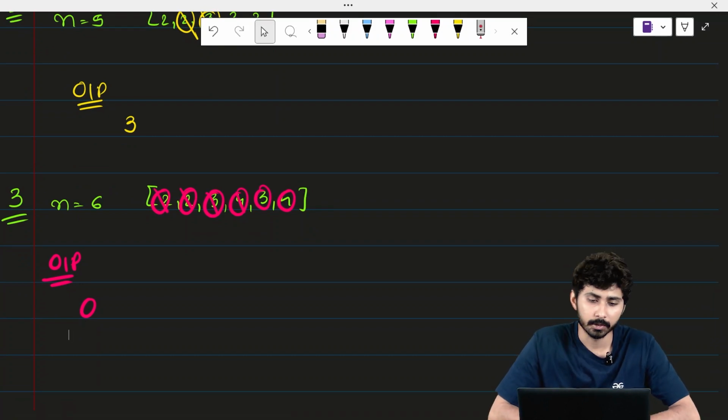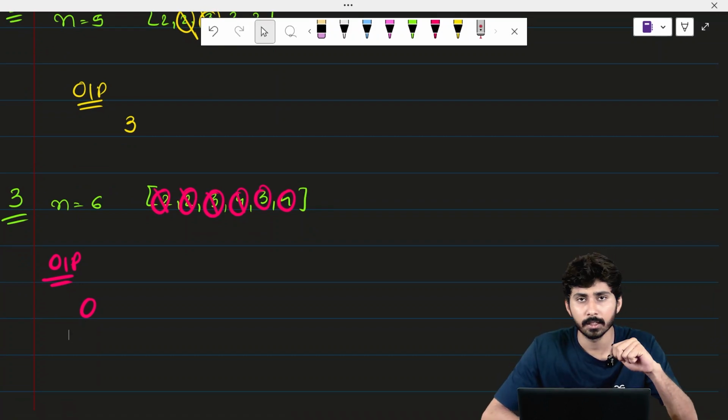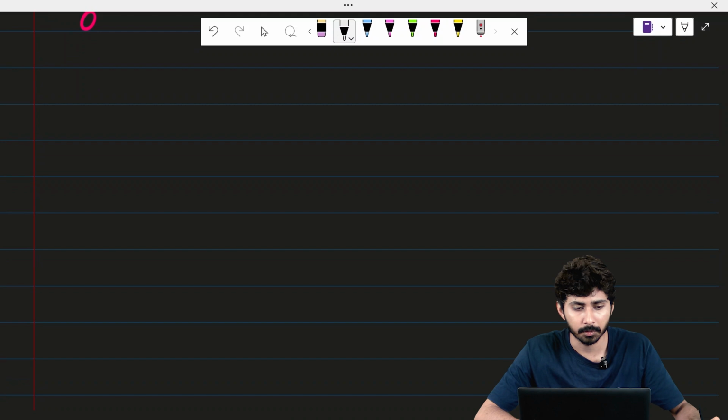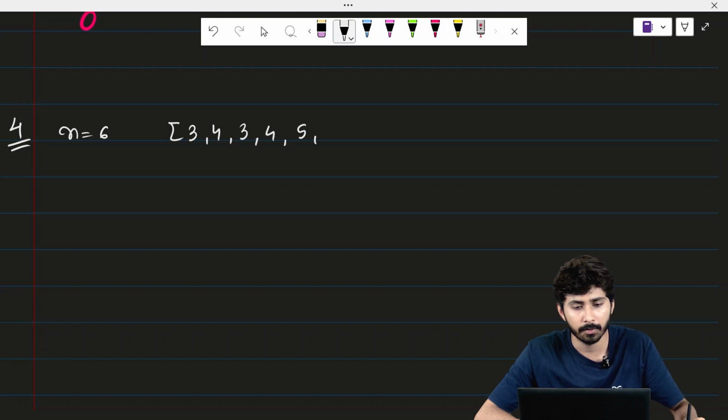Now how to solve this question? There are some observations that can be made by seeing different types of test cases. I will give you some test cases to observe. Let's take test case number 4. Here n equals 6 and the elements are 3, 4, 3, 4, 5 and 6. Here you can see the elements are these.